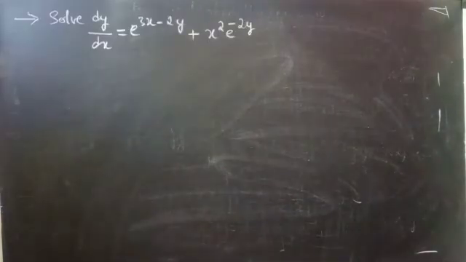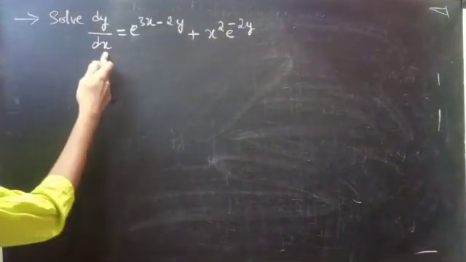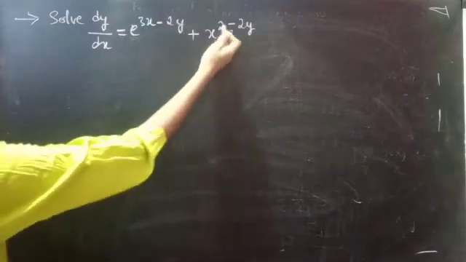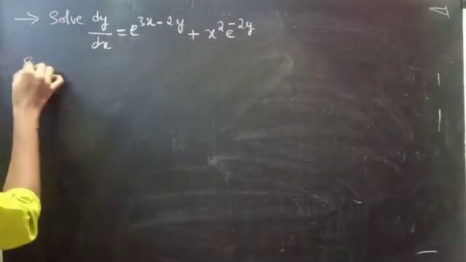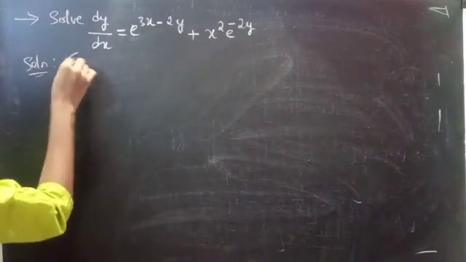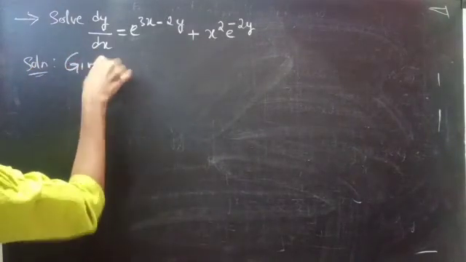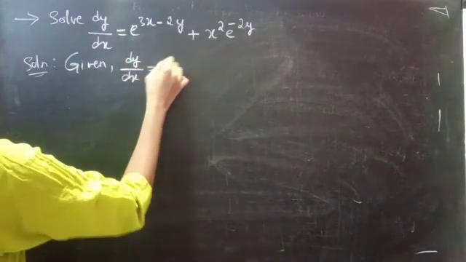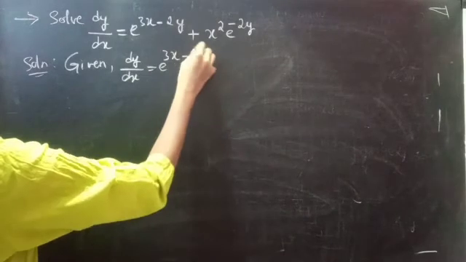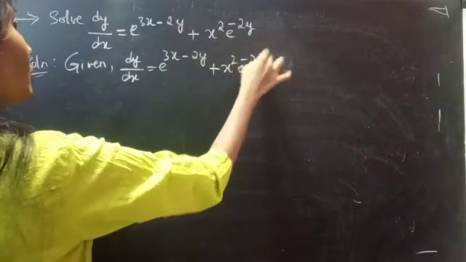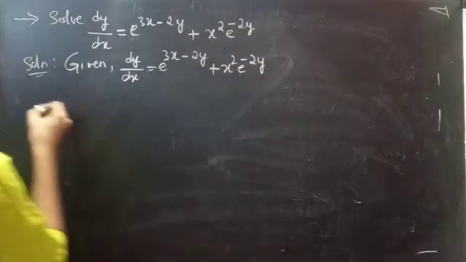Second problem. Solve dy by dx equals e power 3x minus 2y plus x square into e power minus 2y. Solution. So the given differential equation is dy by dx equals e power 3x minus 2y plus x square into e power minus 2y.